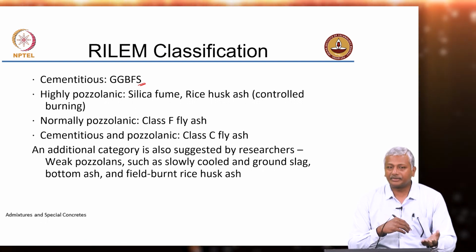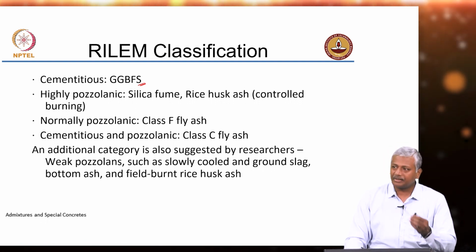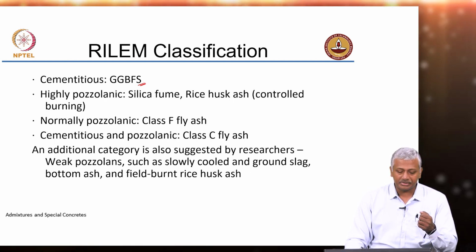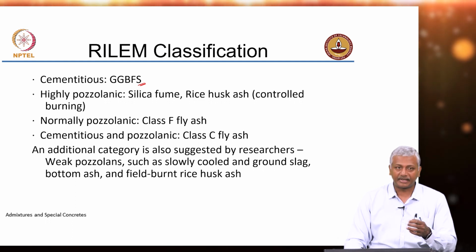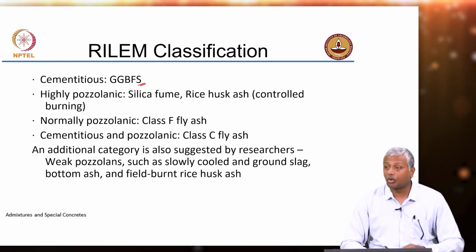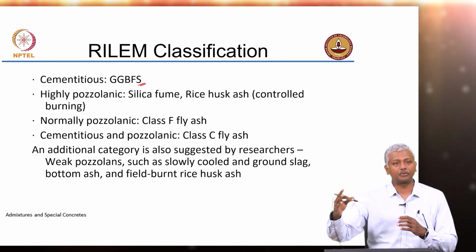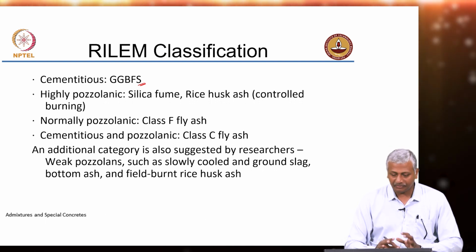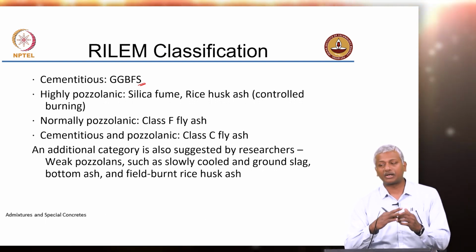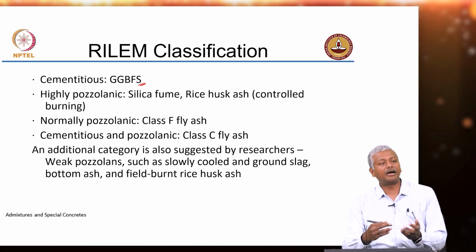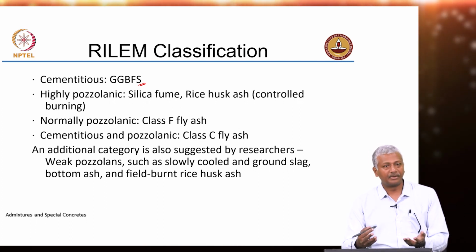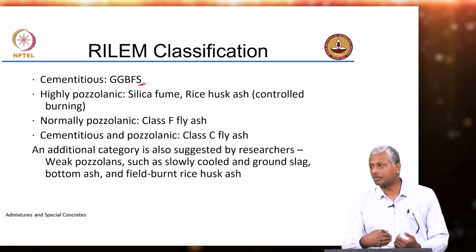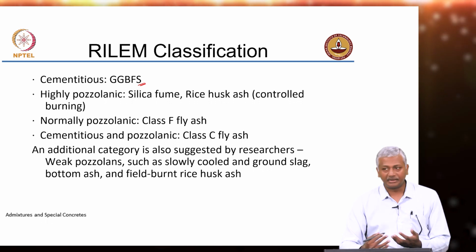There are other fairly unreactive materials also, which can be called weak pozzolans or weakly pozzolanic materials, such as slowly cooled and ground slag. Again, we will see the distinction later. Bottom ash, that means the part of the ash that does not fly out, and field burnt or uncontrolled burnt rice husk ash. Again, we will see these later. The idea is that you classify them based on their reactivity. A highly pozzolanic material will react very fast. Normally pozzolanic material will be a little bit slow. A weakly pozzolanic material will take forever and perhaps not even react in the way that we want it to react.